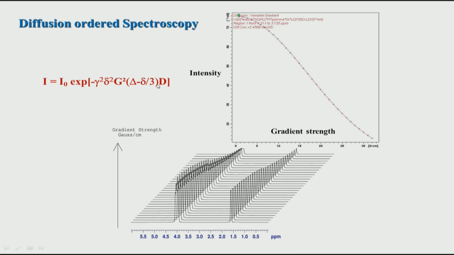Of course, if D is 0, suppose you have some sample which has no diffusion at all, then the intensity should not change at all. The whole exponent will be 0, and e to the power of 0 is 1, so I will always remain I0. But if your D is not 0, then the amount of signal which comes back because of the rephasing now depends on this G value. If I increase the G value, it becomes harder and harder to rephase them back, and the signal becomes lesser and lesser. Why does it become difficult to rephase them back?